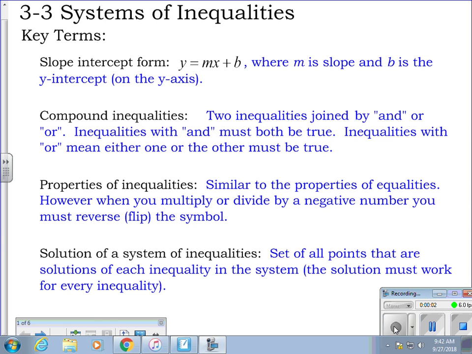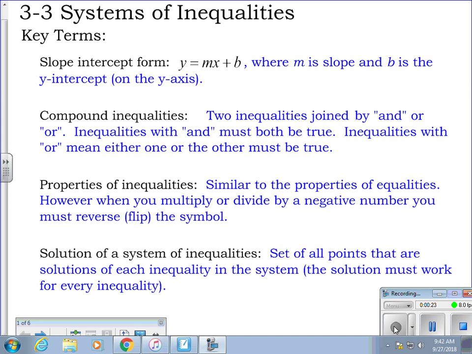Okay, today we're going to be doing systems of inequalities. We did graphing linear inequalities in the last chapter. A system of inequalities is where you have more than one linear inequality to combine. So slope-intercept form, mx plus b, we've gone over that several times.